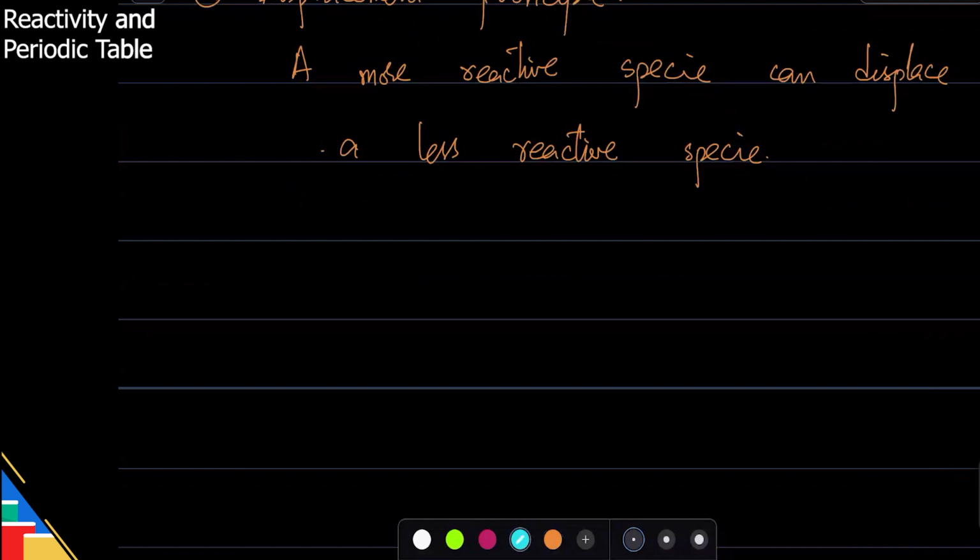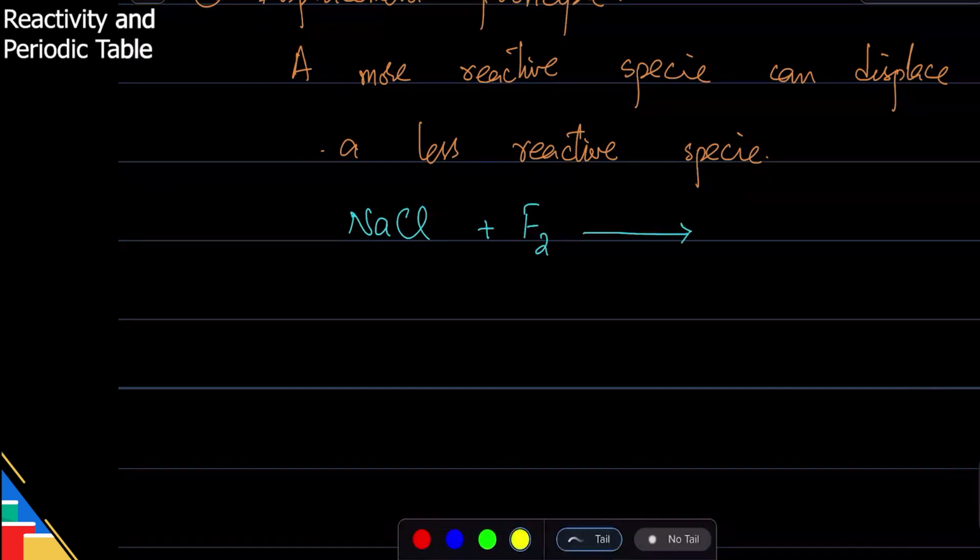I'll give you an example. Let's say I have sodium chloride and I reacted it with fluorine. Now, sodium chloride has a halogen, which is chlorine, and fluorine is also a halogen, but fluorine is higher in the periodic table. In the periodic table, the order is like this: fluorine, chlorine, bromine, iodine. Fluorine is higher, which means it is a smaller atom.